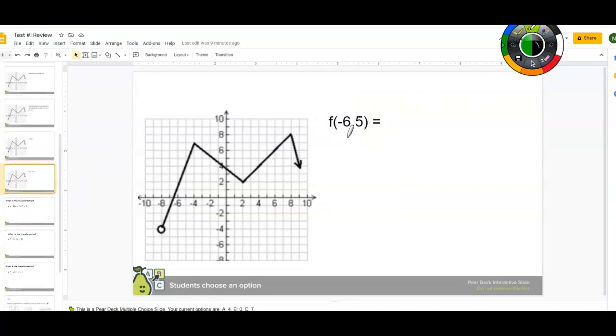F of -6.5. It means when x equals -6.5. So on x-axis, look for the number. -6 is here. -7 is here. -6.5 is between -6 and -7, which is here. So this is -6.5. Now we find this number.